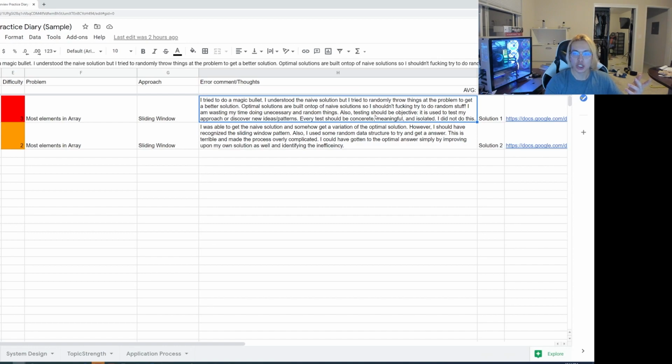Every single test should be objective and meaningful. It should be testing something, maybe some branching factor in your code, or maybe some other idea that was not thought about. And you can see here, I'm actually very, very forceful in my language, swearing notwithstanding, in order to emphasize certain points, especially this one. Optimal solutions are built on top of naive solutions, so I shouldn't try doing magic random stuff.